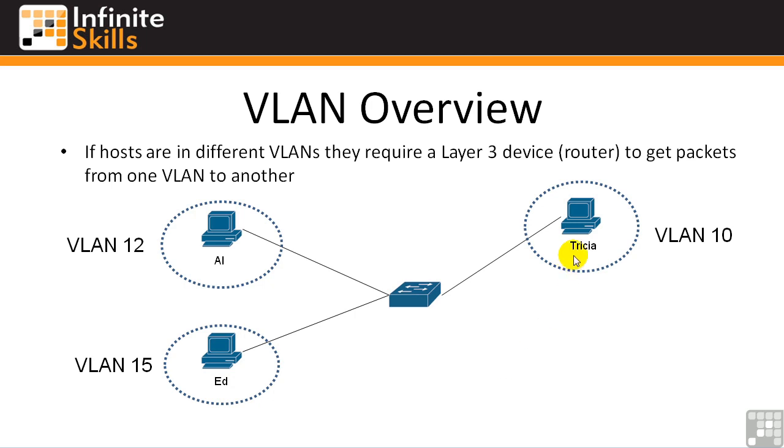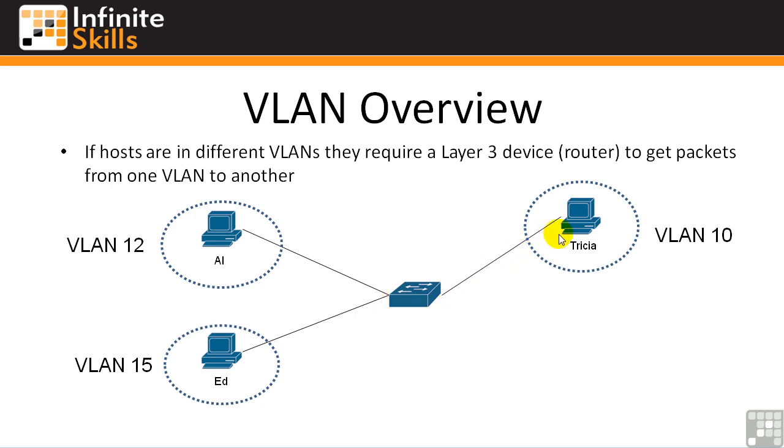Now, since these 3 hosts are in different IP networks, if Al wanted to send some traffic to Ed over here, then Al would have to send his traffic through the switch. This switch would then modify the layer 3 headers and send it over to Ed. Or if Ed wanted to send traffic to Tricia, it's the same general concept. Ed's traffic gets manipulated here in the layer 3 switch before it's sent over to Tricia.